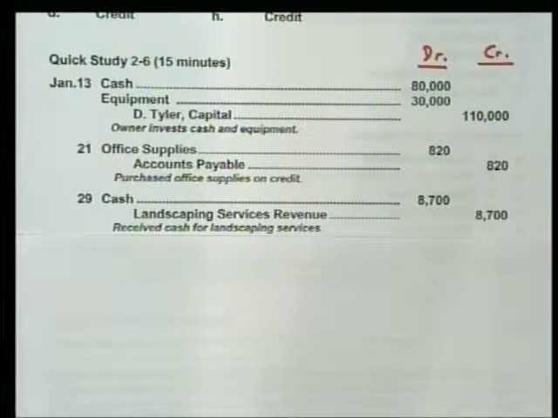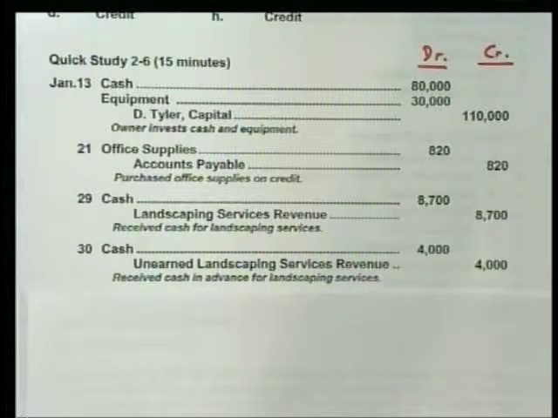On January 30th, D, Elegant Lawns receives $4,000 cash in advance for performing landscaping services to a customer. What do we do there? We debit cash, and then what do we credit? Unearned revenue, or you could say unearned landscaping services revenue. If you just said unearned revenue, that's fine. Okay?